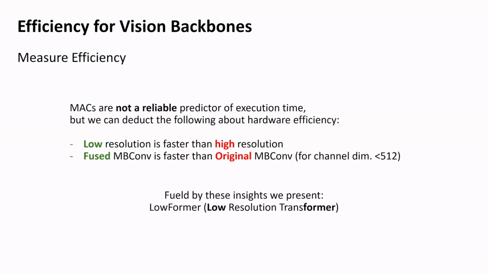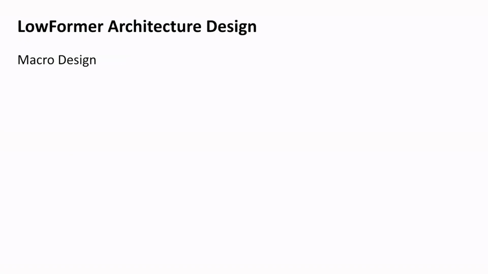We use these insights to design a hardware-efficient vision backbone architecture. We name it LowFormer, as in Low Resolution Transformer. Let's take a look at LowFormer's architecture design. We start with the macro design. We use a very simple, repetitive design with 5 stages. Each stage begins by reducing the resolution by 2, as is common with backbone architectures.